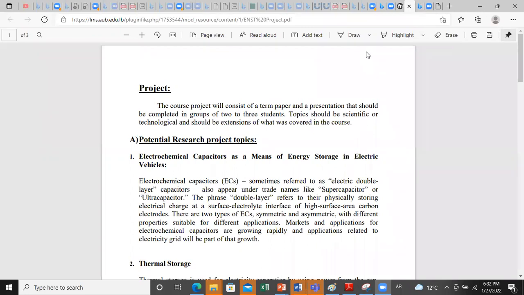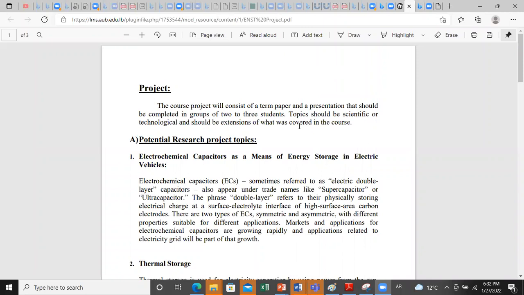So to start with, the project will consist of a paper. So we'll introduce you how to write a research paper, and the presentation that should be completed in groups of 2 to maximum 3 students. If you wish to work on your own, it's fine for me also. It will give you an extra credit. And please, the work should be proportional to the number of students. So if you have 3 students per group, then I expect that you should work more. So you should divide the load between students to have your final report.